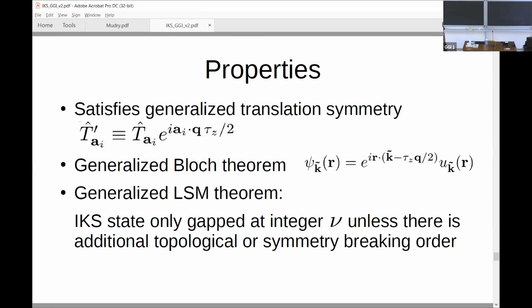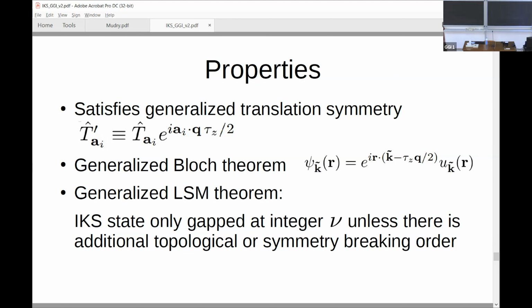And because of this generalized translation symmetry plus the U(1) charge conservation symmetry, we've also got this generalized LSM theorem that tells us that this IKS state is only gapped at integer fillings nu, unless there's some additional topological or symmetry breaking order.